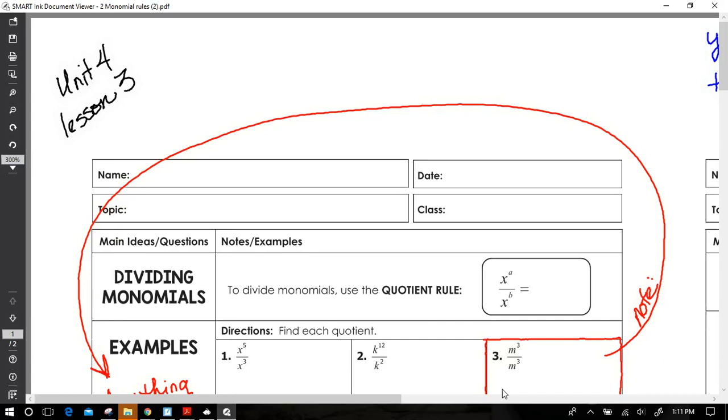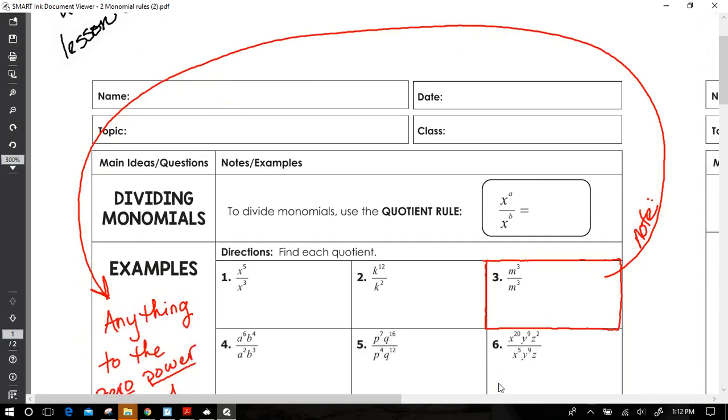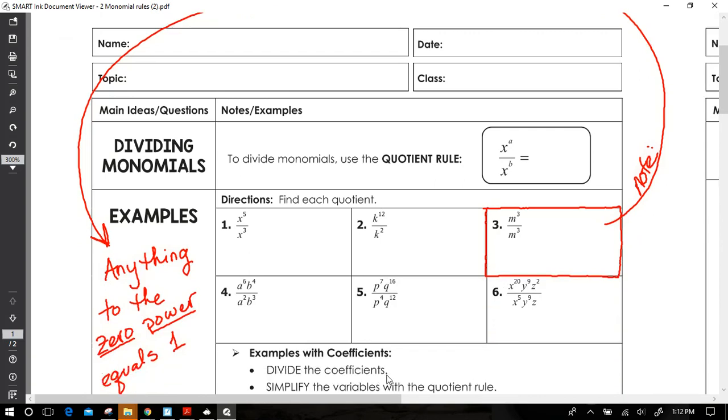Today we're going to be doing Unit 4, Lesson 3, and we're going to continue on with our rules of monomials. Remember, monomials is when it's all one term. It's always being multiplied or divided, okay? So, dividing monomials. Let's look at what this quotient rule says.